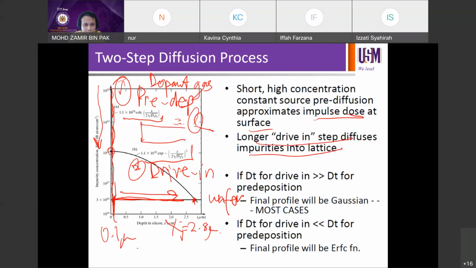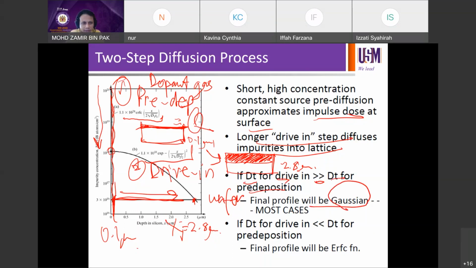So if you want to relate this to a cross-section of silicon, say during a pre-dep, you may have your junction like that, a very shallow junction. On the other hand, when you finish your drive-in, you'll probably have something like that. Okay, so that's probably 0.1 micron, and this is 2.8 micron after the drive-in. So if the Dt for drive-in is much bigger than Dt for pre-dep, then the final profile will be Gaussian.